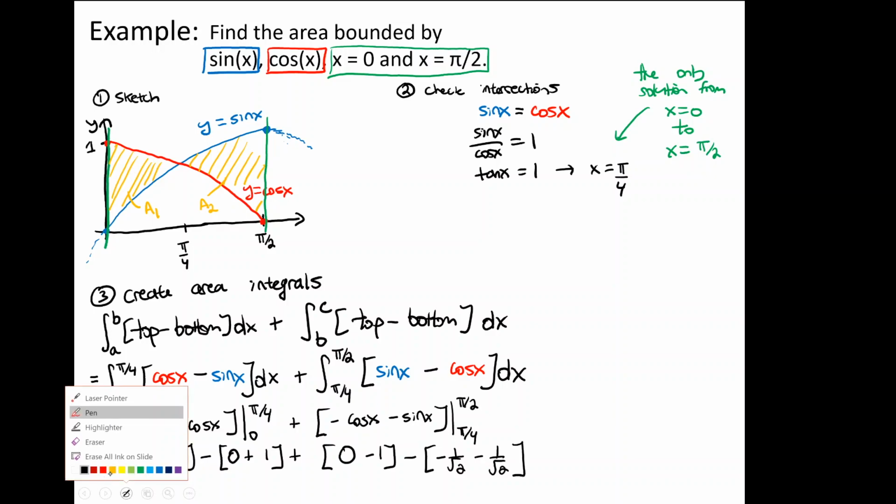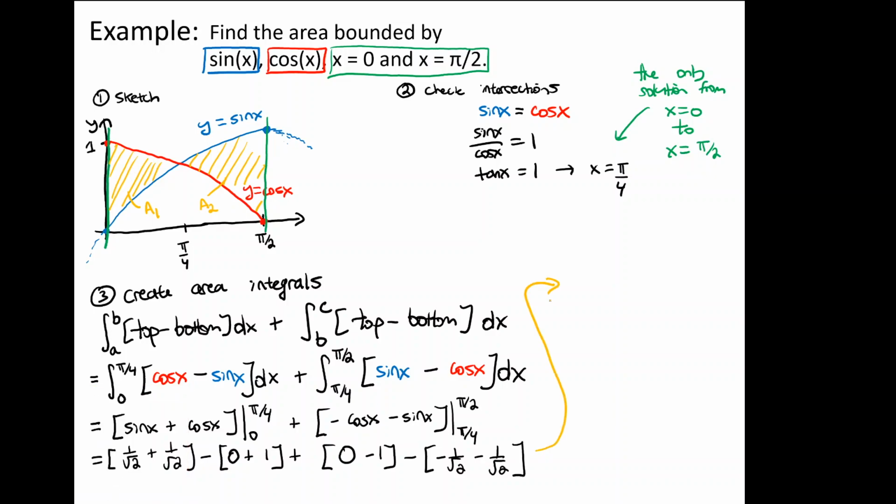And then simplify. I have to go up here to finish this off. So we have 1 over root 2 plus 1 over root 2, that's 2 over root 2 minus 1. And then for the next piece we have another minus 1. And we have minus minus plus 2 over root 2. So that's going to be, well, 2 over root 2 is just root 2 minus 2 plus root 2.